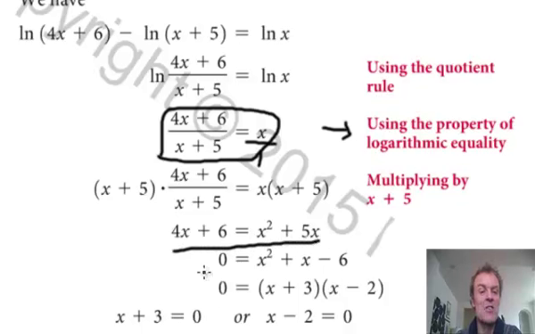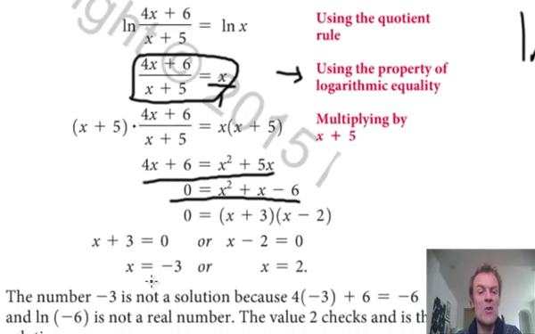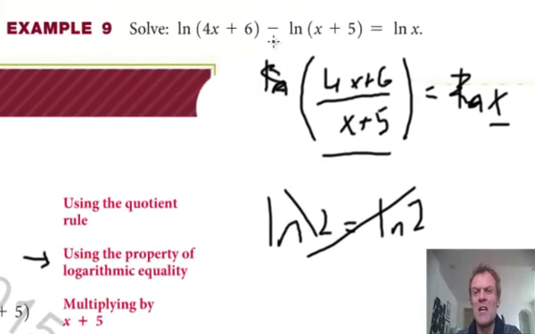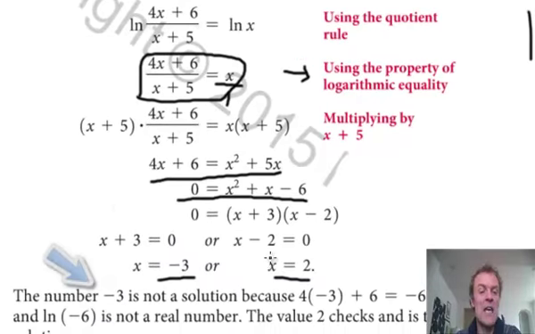So again, solving for 0, we get this. We factor. We'll end up with -3 and +2. But look, -3, 4 times -3. It works there. It won't work there. If I put -3 into there, it will not work. So again, 2 is the only solution.